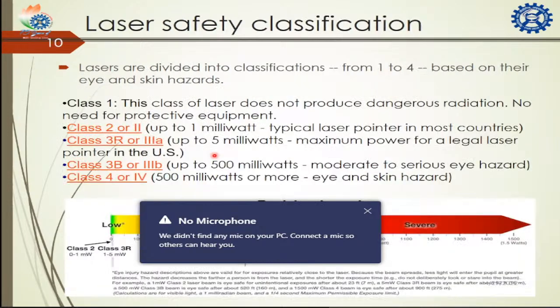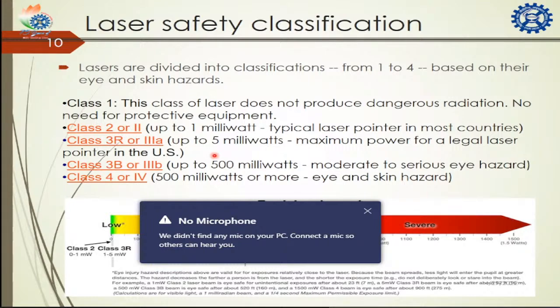So what are the laser safety classifications? Meaning, are they safe or are they harmful? Based on that, the lasers are classified basically into 4 types. Class 1 lasers do not produce dangerous radiation, with no need for any protective equipment. The second is class 2, which produces laser power output up to 1 milliwatt, typically the laser pointer that teachers use in classrooms in most countries.